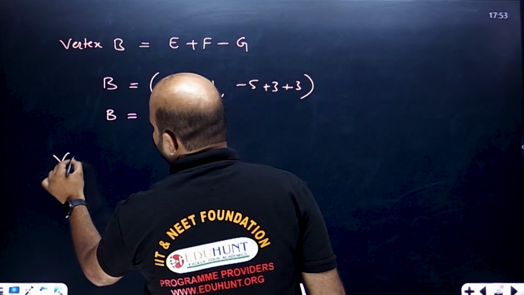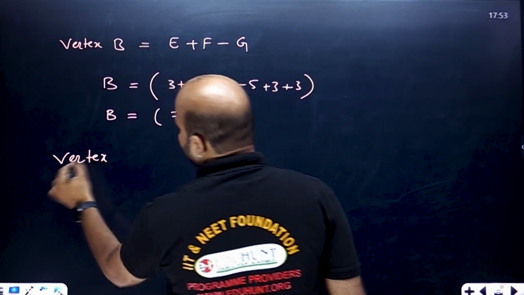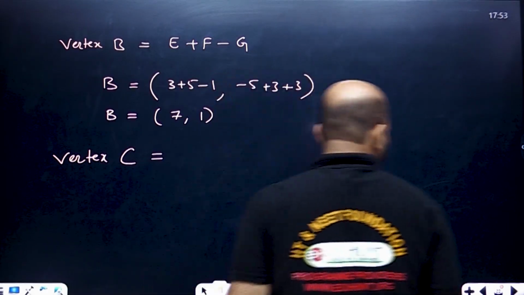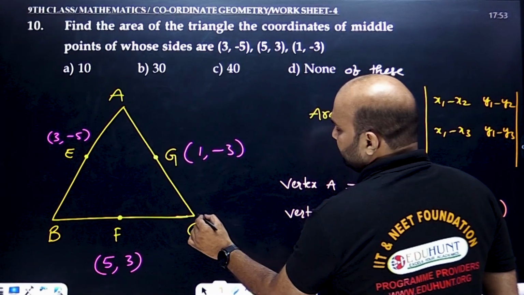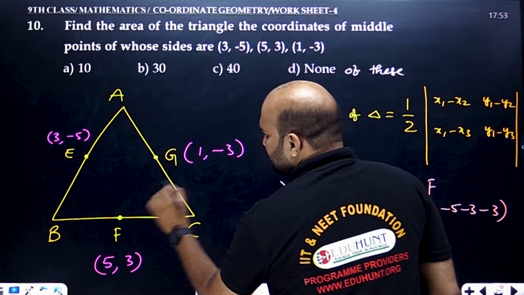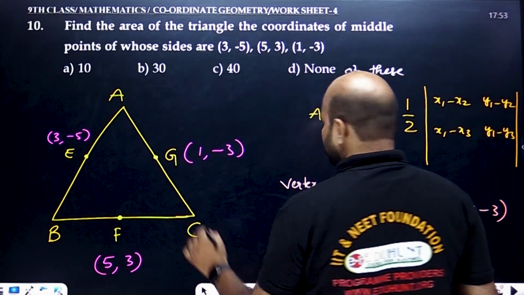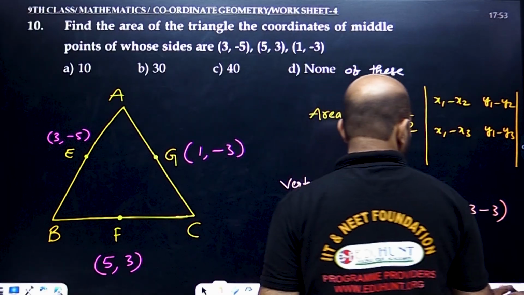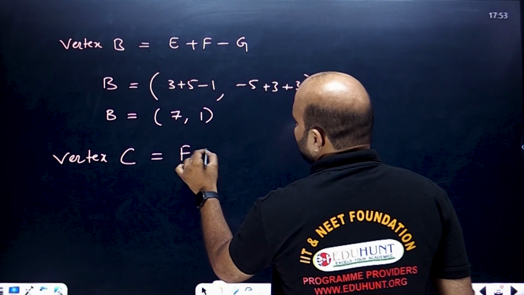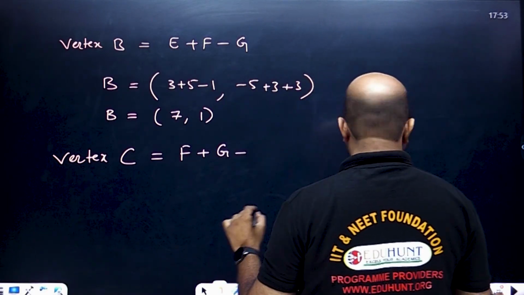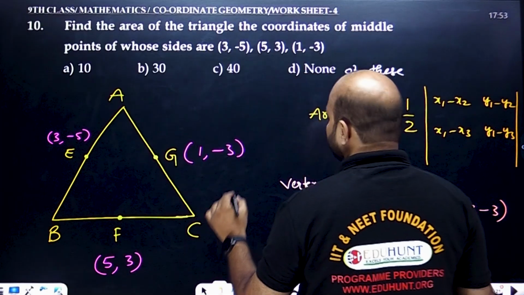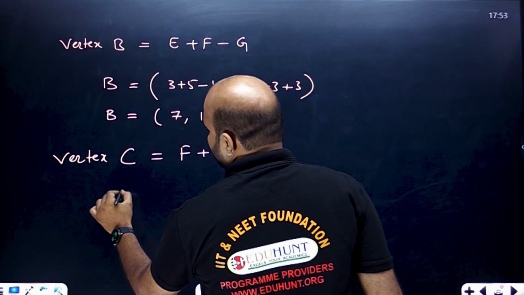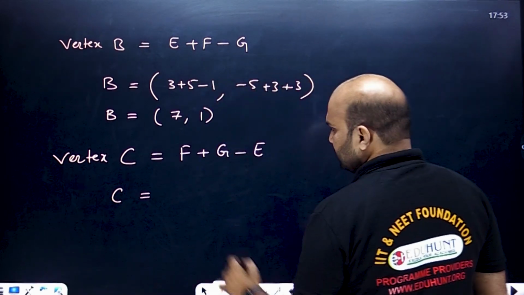And the same rule applies towards C. How will we get the vertex of C? So clearly we need to understand here, for C the adjacent midpoints F plus G are taken. Adjacents are always added. So C's adjacent midpoints F plus G, minus the opposite midpoint of C, E. Am I clear? So how do we get the coordinates of C?